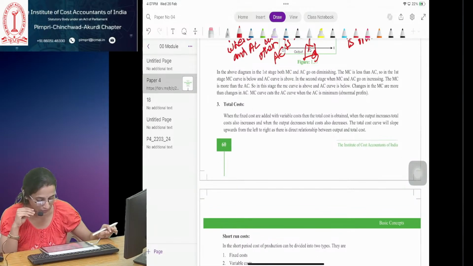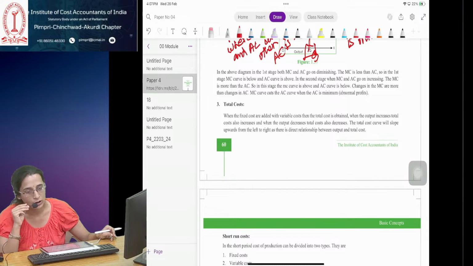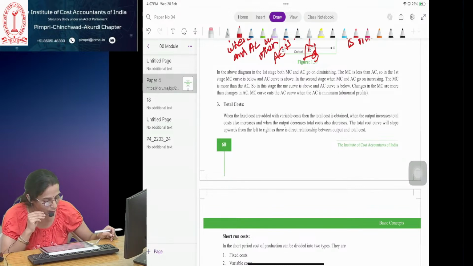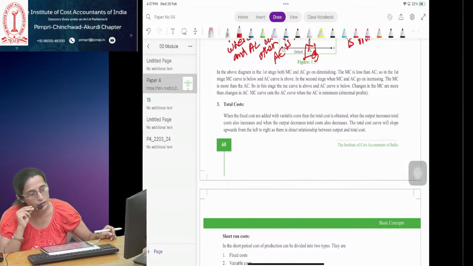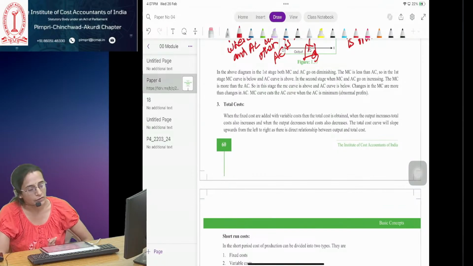We will see, read this. Total cost. When the fixed costs are added with the variable cost, then the total cost is obtained, right? Total cost is equal to total fixed cost plus total variable cost. When the output increases, total cost also increases. When the output decreases, total cost also decreases. The total cost curve will slope upwards from left to right, as there is a direct relationship between output and total cost. There is a direct relationship between variable cost and total cost, and also total cost and output.